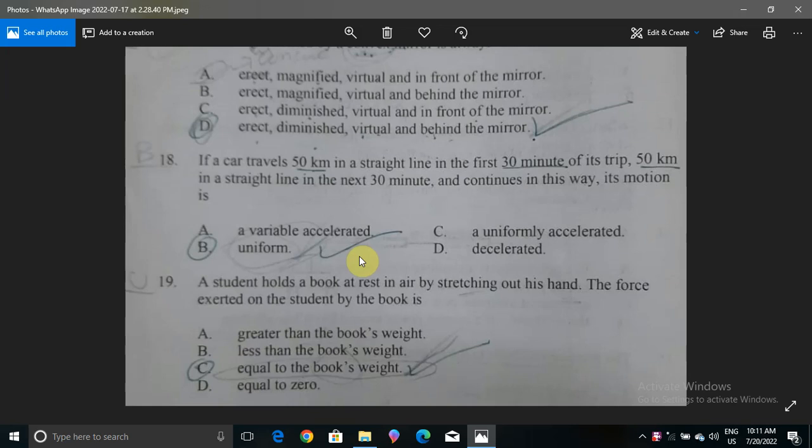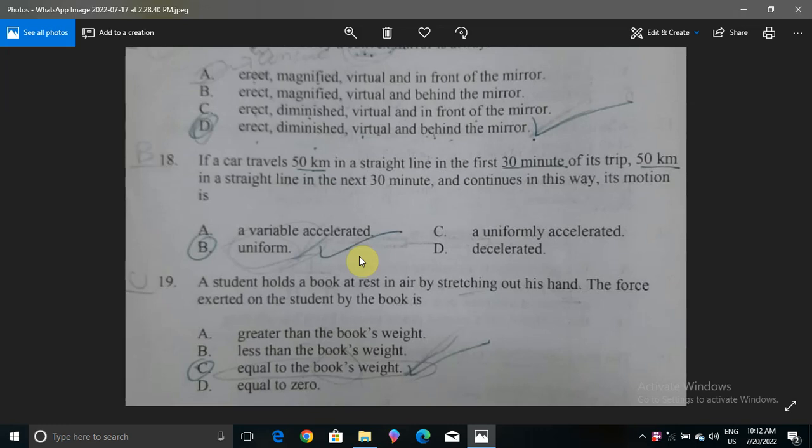Okay, now in question number 19, a student holds a book at rest in air by stretching out his hand. The force exerted on the student by the book is what? Greater than the book's weight? No. Less than the book's weight? No. Equal to the book's weight? Yes. C is the correct answer, because this example is also related to the third law of motion.